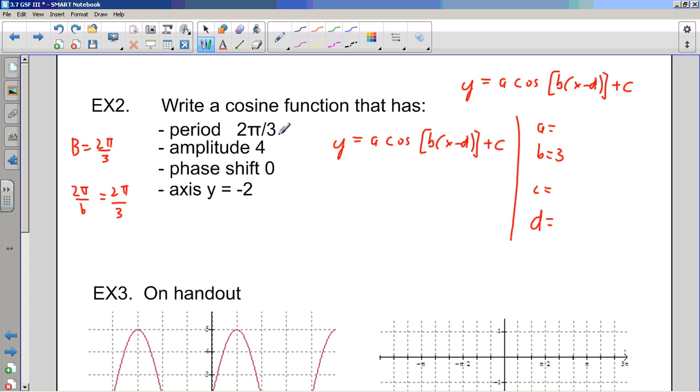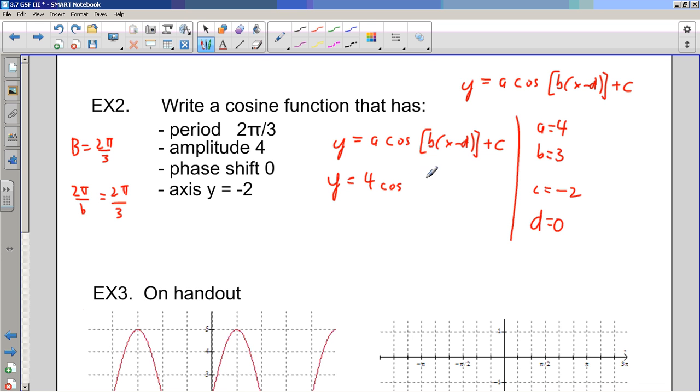Dandy. Amplitude is 4. Well, that's pretty straightforward, right? There you go. Amplitude is 4. Phase shift is 0. Well, that means d is 0. The axis is -2. So that means it's been moved down to -2. Done, right? All I have to do is fill it in. And it asks me for a cosine function.